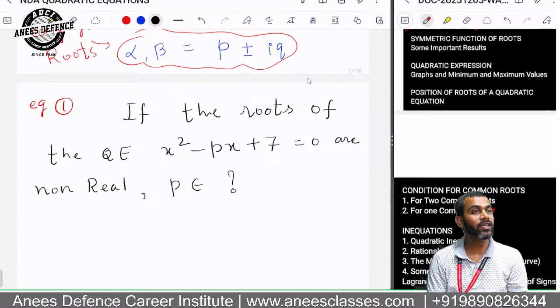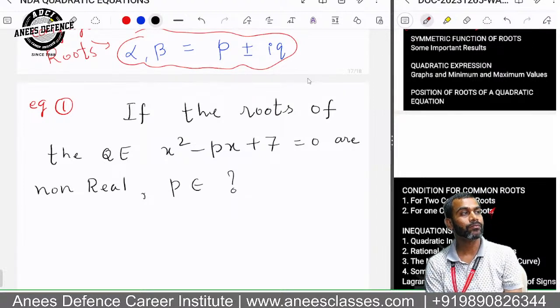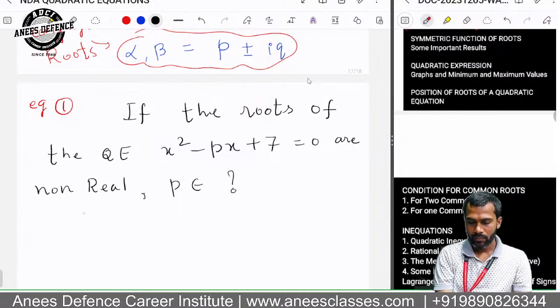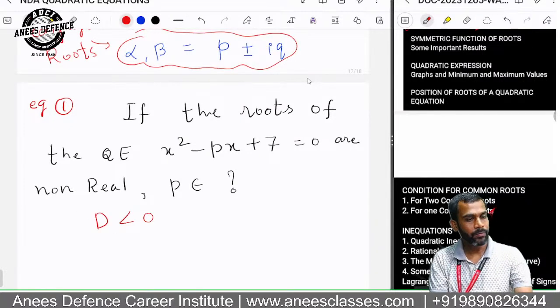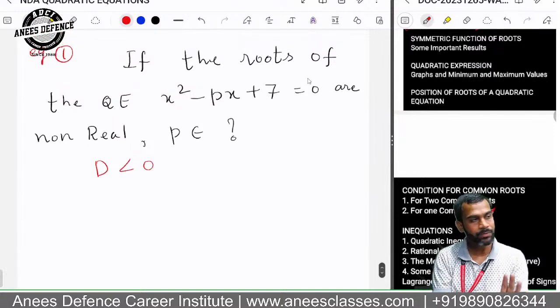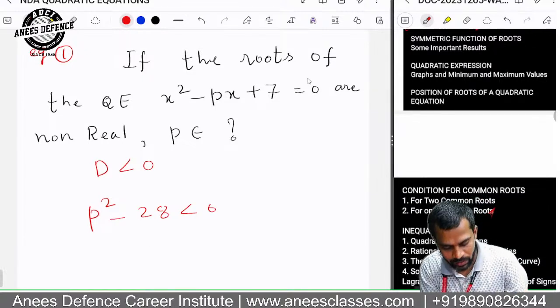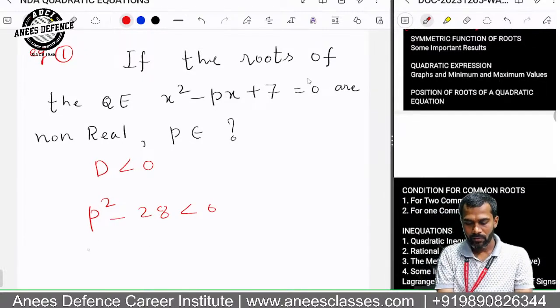Done. Yes. What is the answer? D less than 0. D less than 0. Yes or no? क्योंकि नॉन रियल बोला है. D means b square minus 4ac. What is b here? Minus p. So p square minus 4ac means 28 less than 0. Irrational number, sir. Yes. Have you got the answer? Yes, sir. Tell me, what is the answer?